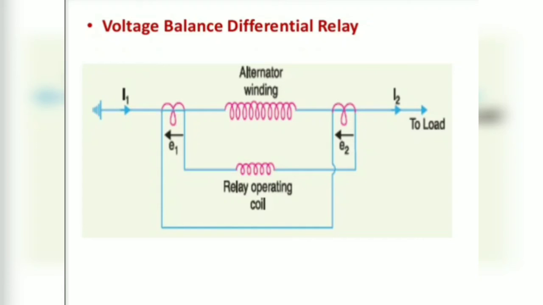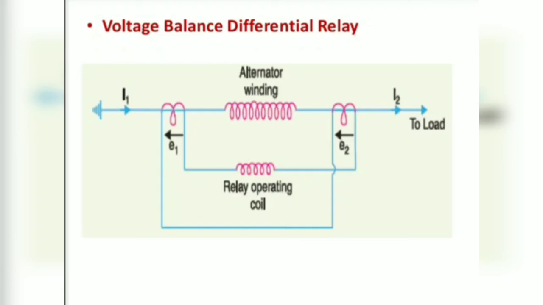Under healthy condition, equal currents I1 and I2 flow in both primary windings. Therefore, the secondary voltages of the transformers are balanced against each other, and no current will flow through the relay operating coil. So this is the normal condition when I1 and I2 flow in both primary windings, and no current will flow through the relay operating coil.